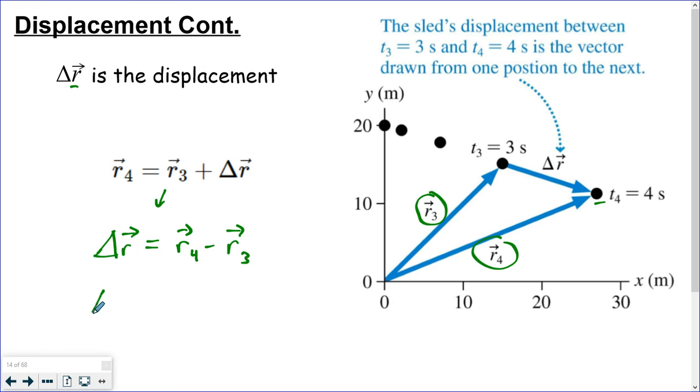And in general, you can write this: the displacement vector is equal to the position vector at your final position minus the position vector at your initial position. Here's my final position. This will be final. Here's my initial position. And if I subtract those two, I get my displacement vector.